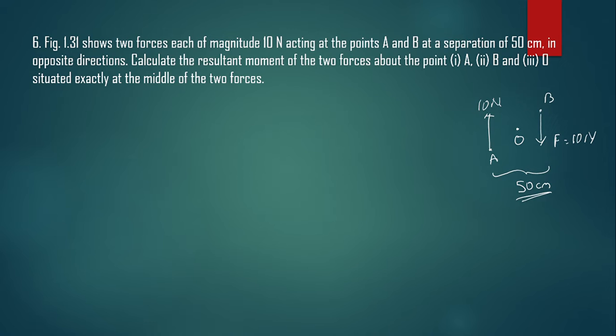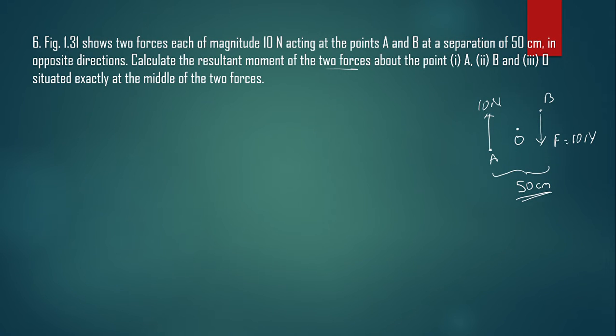Now they have said calculate the resultant moment of two forces, and it means both the forces at point A. So what is the impact of this force that has been applied, 10 Newton at point A, and force B that has been applied at point B, on this point A.